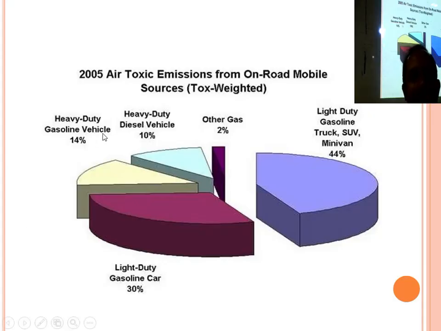Heavy duty gasoline vehicle, 14%. Heavy duty diesel vehicle. Then other gas, light duty gasoline. So this way the percentage is given side by side. Light duty gasoline car. So from this you get the idea, this is 2005 data.